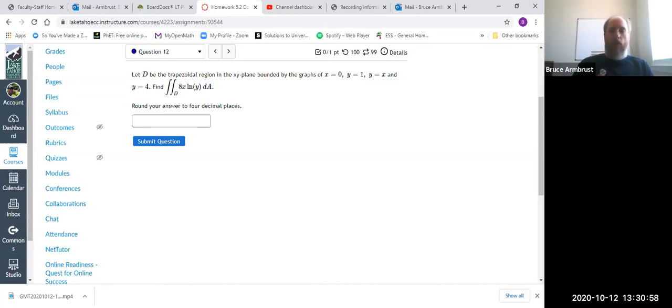So this is one more where I think the region is going to define which way we decide to do it. But if it comes down to it, I'm going to pick integrating with respect to x first, because it's a little bit easier.